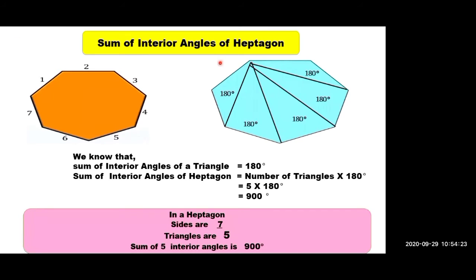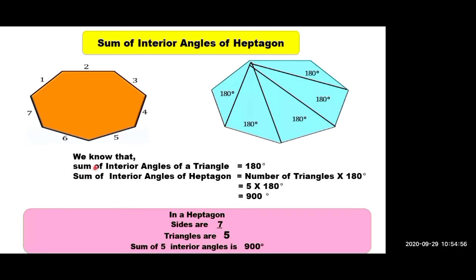Sum of interior angles of heptagon. Heptagon has 7 sides. Yes, and we are getting 5 triangles in heptagon. 1, 2, 3, 4 and 5. Because 7 minus 2 equals 5. So the pattern which we are getting is this: number of sides in a given polygon minus 2 is the number of triangles.